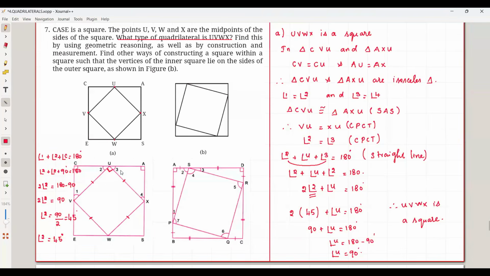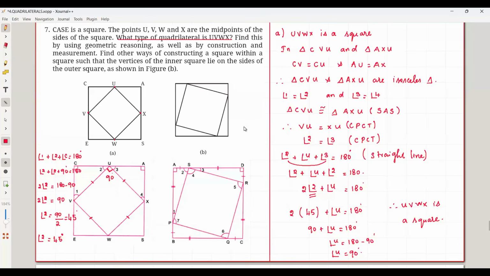Angle 2 and 3 will be equal based on congruency of triangles. So take this as a straight line. The sum of these three angles will form 180 degree. Angle 2 and angle 3 are equal, 45 and 45. So 45 plus 45 is 90. 180 minus 90 is 90. So we are getting this as 90 degree. Therefore, UVWX is a square.